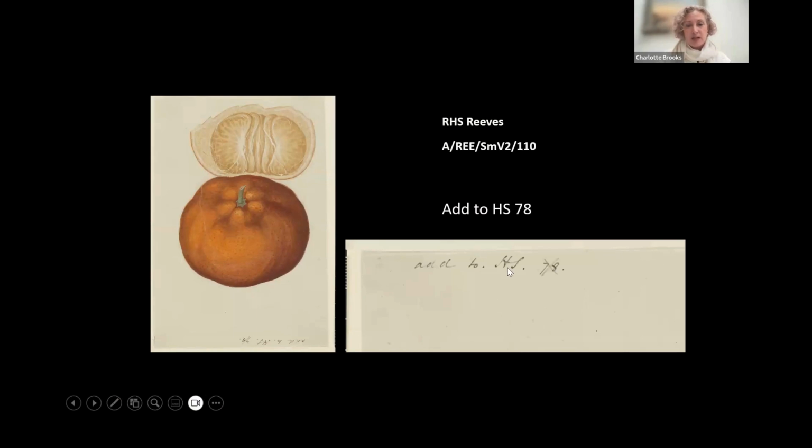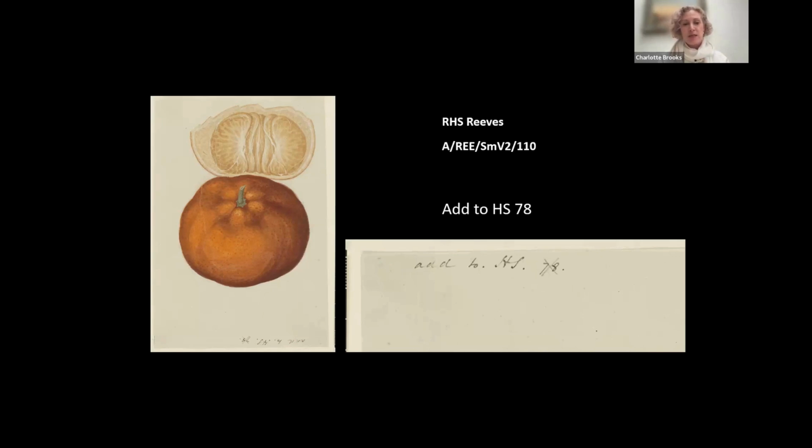Here we have the inscription in Reeves's handwriting, add to HS 78. So this also, for the first time, gives me an indication of the chronology of these pictures, indicating the RHS painting came first, and then the Natural History Museum collection that Reeves held as his own personal collection came second.